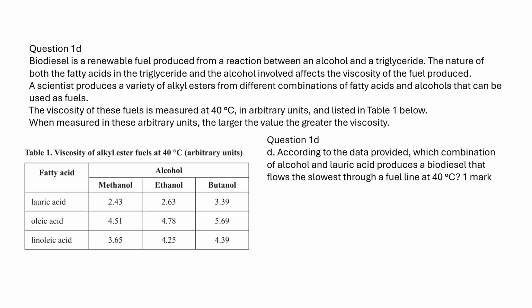The viscosity of alkyl fuels is given in the table. According to this table, a combination of butanol and lauric acid produces the slowest biodiesel.